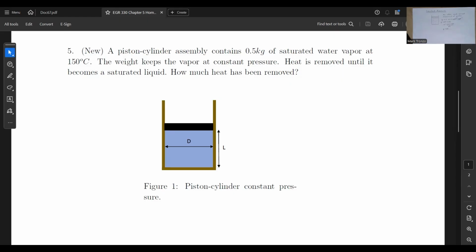So let's take a look at this problem. A piston cylinder assembly contains 0.5 kilograms of saturated vapor at 150 degrees C. The weight keeps the vapor at constant pressure so that, if any heat is added or taken away, the piston would go up and down and keep the pressure constant. Heat is removed until the water vapor becomes a saturated liquid. How much heat has been removed? So we'll take a look at this problem.